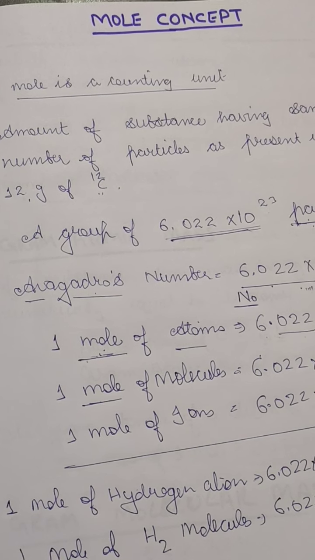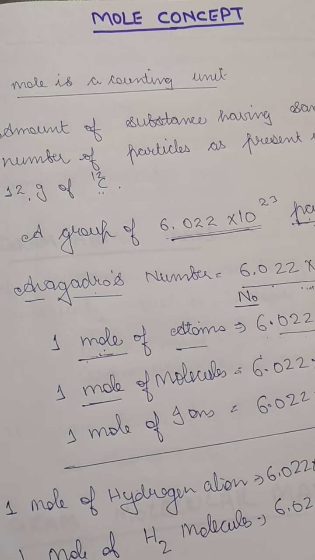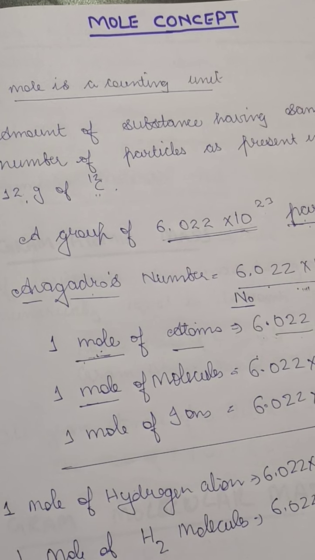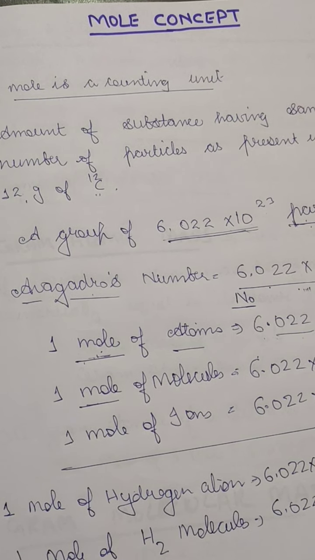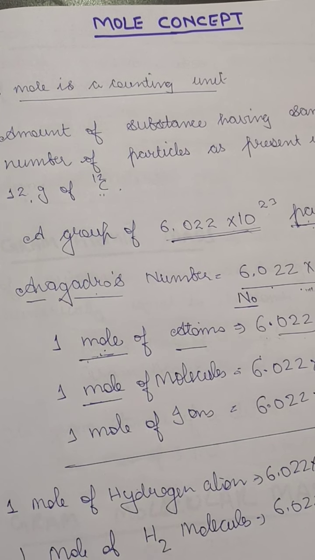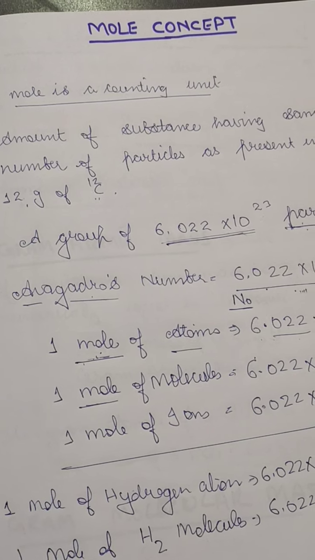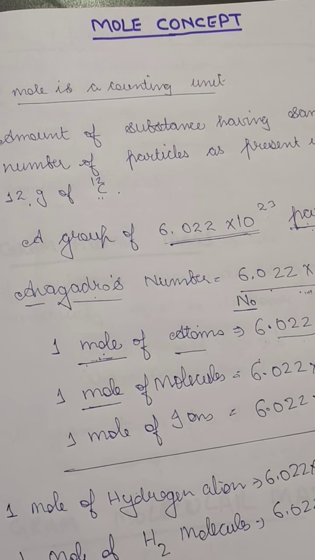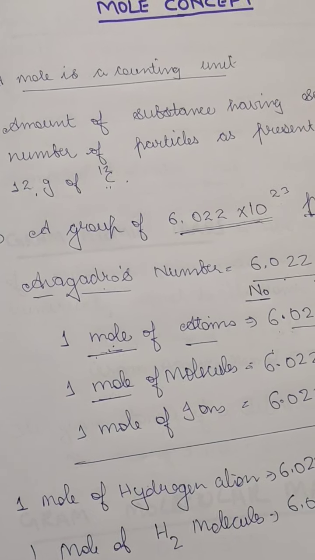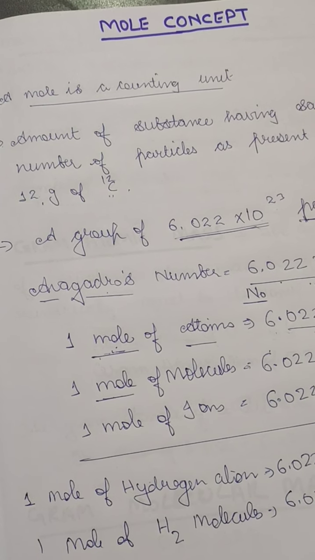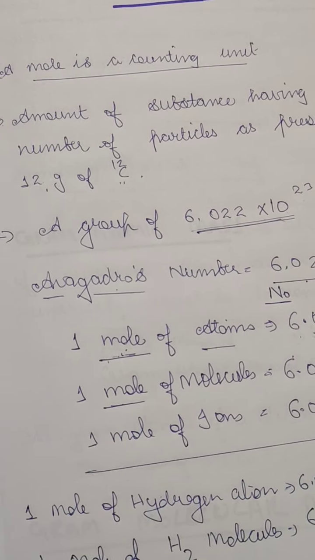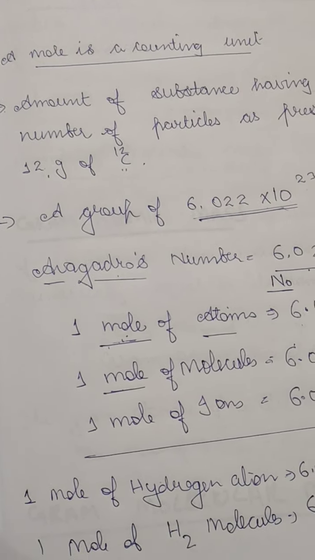The symbol of the unit mole is mol, and we can also find gram atomic mass and gram molecular mass, but in today's date we only use mol. It is denoted by small n, and Avogadro's number is denoted by N naught. These are all things we have covered in our previous lecture. Today we will be doing some numericals based on this mole concept.